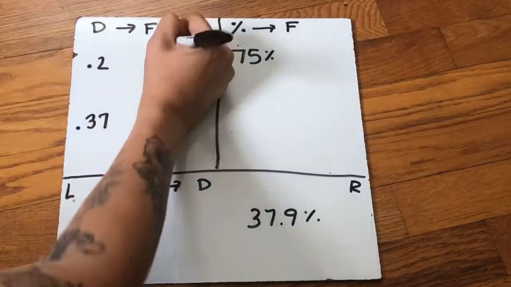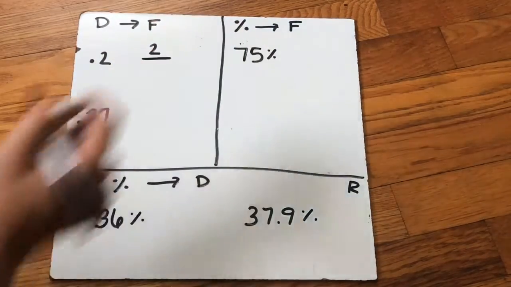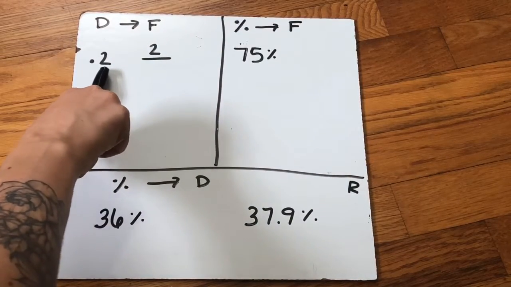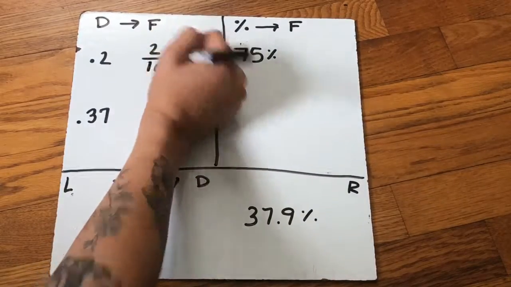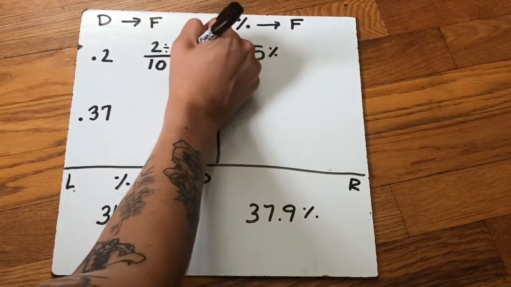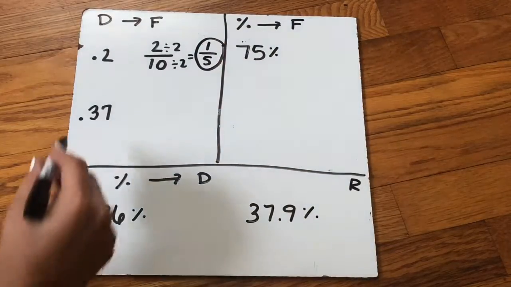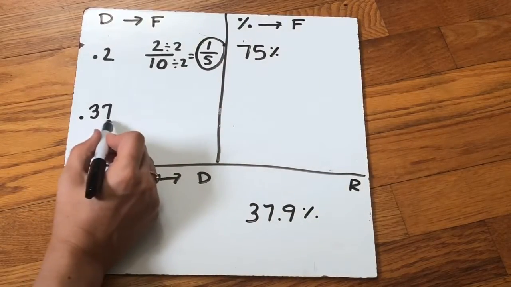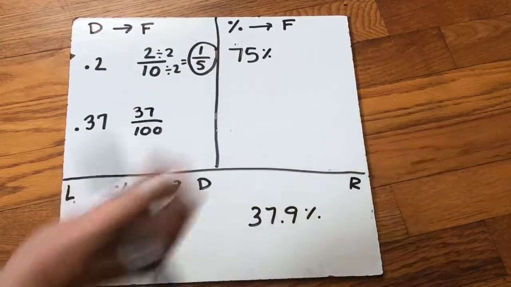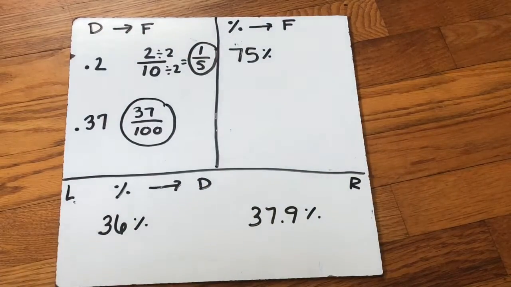So if I have 0.2, I'm going to remove the decimal. That's just 2. And I'm going to put it over whatever the place value is of this number, wherever it ends. So I only have one number here, that's the 10th place, so I'm going to put it over 10, and I can simplify that by dividing by 2, and I get 1/5. Let's look at another one. I have 0.37, so I end in the 100th place, so I'm going to do 37 over 100. I'm going to see if I can simplify that, and I cannot, so my final answer is 37 over 100.